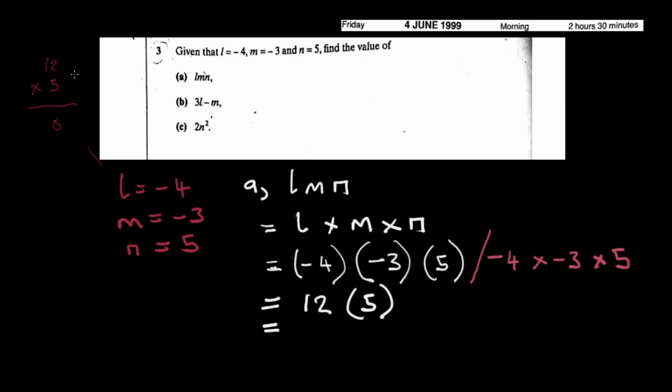5 times 2, that's 10. 5 times 1 is 5, plus 1, it's 6. So our final answer here is 60.